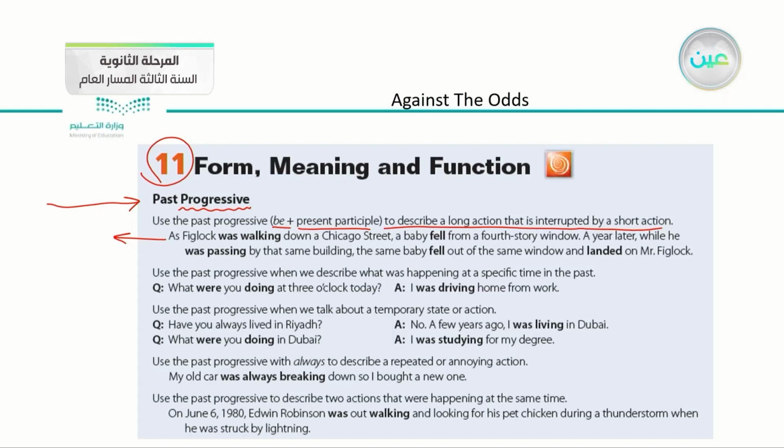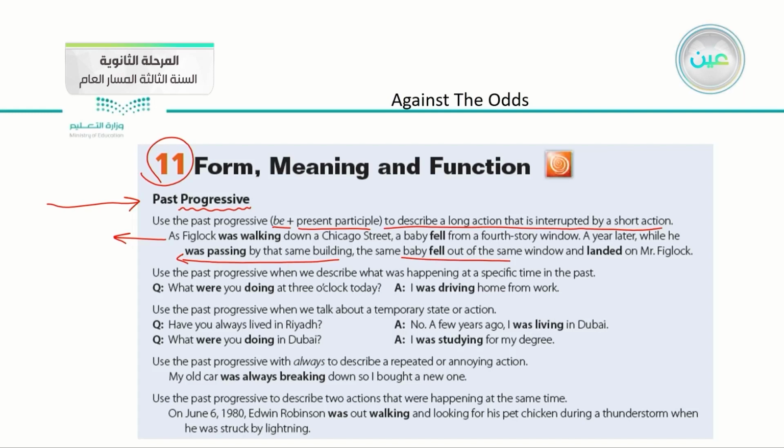A year later, while he was passing by that same building, this is also another long action, the same baby fell out of the same window and landed on Mr. Figlock. This is another short action that interrupted the long action.